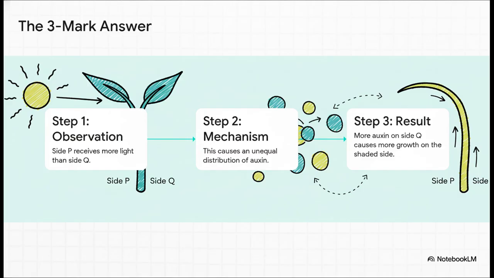It's like a 3-step combo. 1, you state the obvious. Side P gets more light. Easy mark. 2, you bring in the science, the mechanism. This causes an unequal distribution of the hormone auxin. And 3, you explain the result. Auxin builds up on the shaded side, side Q, causing more cell elongation there. See how that flows? 1 point leads to the next, which leads to the final result. That's a perfect 3-mark answer.